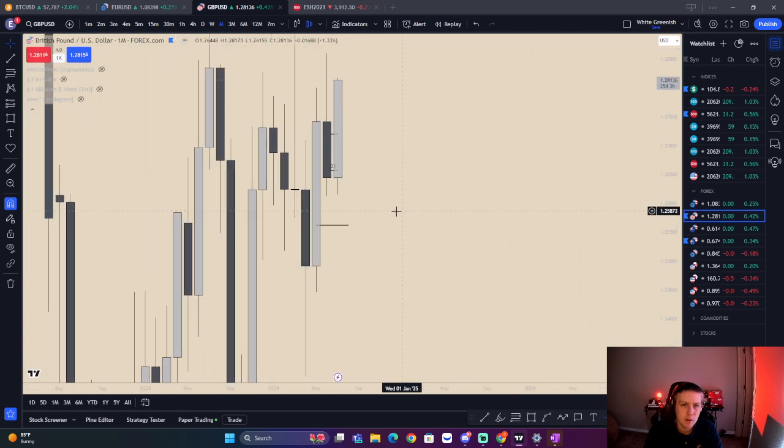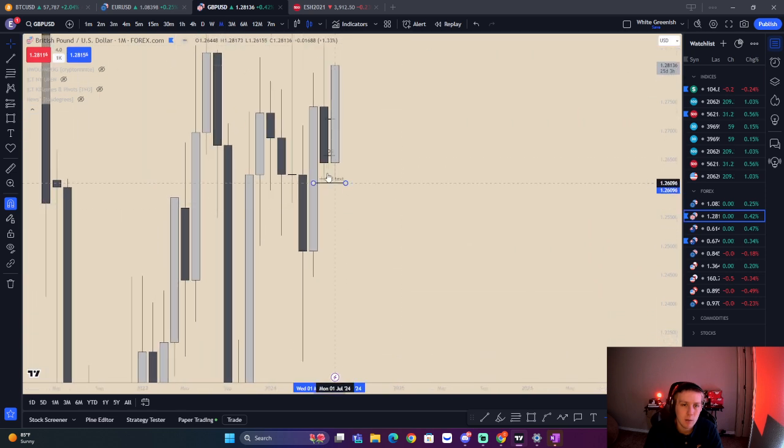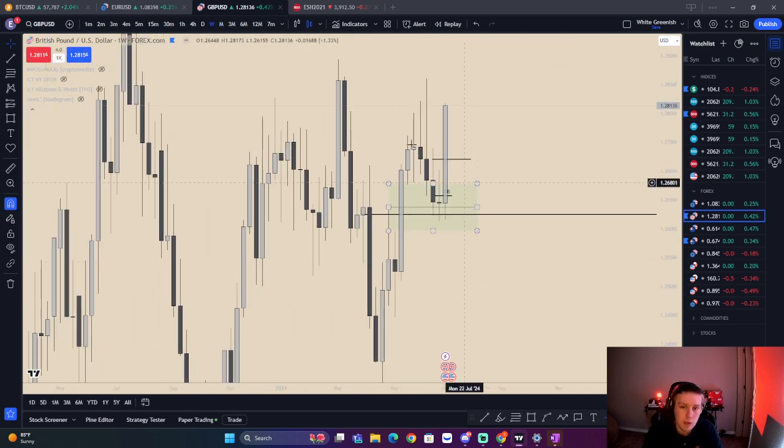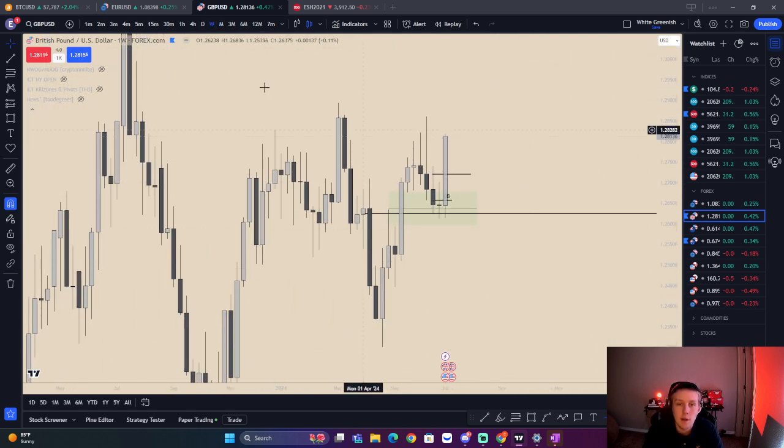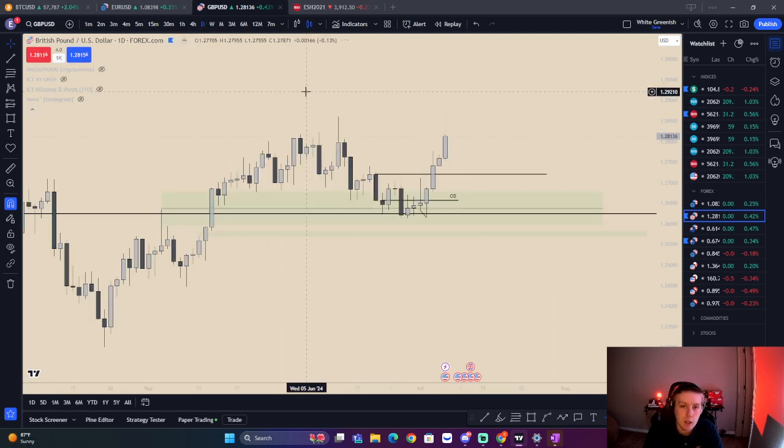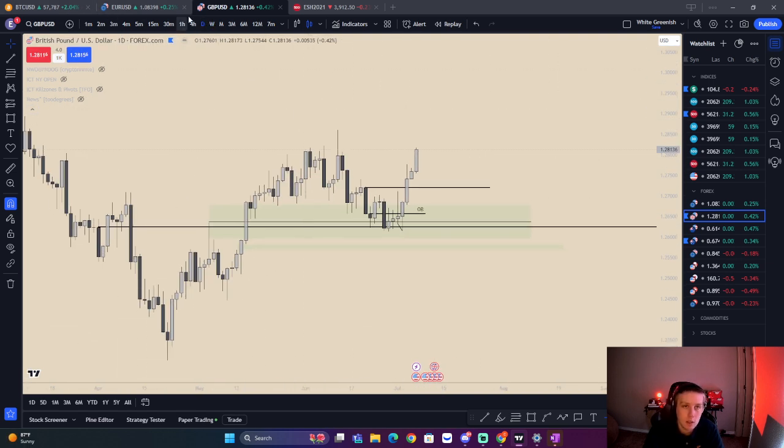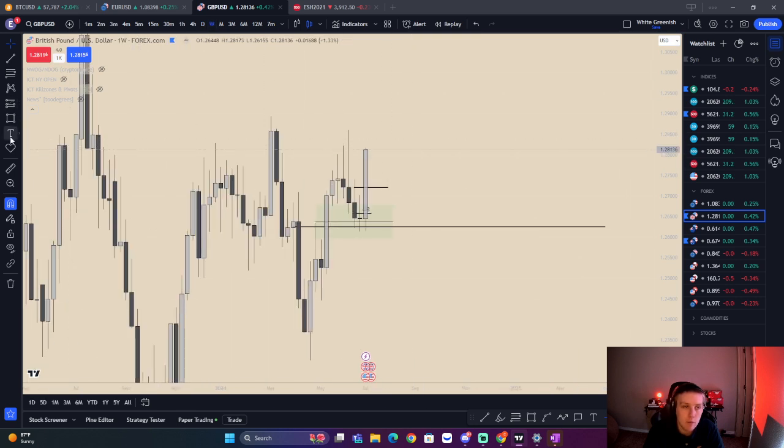I believe there's a monthly order block level I want to mark. I thought I had this marked out earlier, but this monthly order block is exactly what we end up respecting, and we end up having displacement here. We just had a big expansion candle on the weekly, so we could see some form of consolidation and maybe a little bit of retracement here.